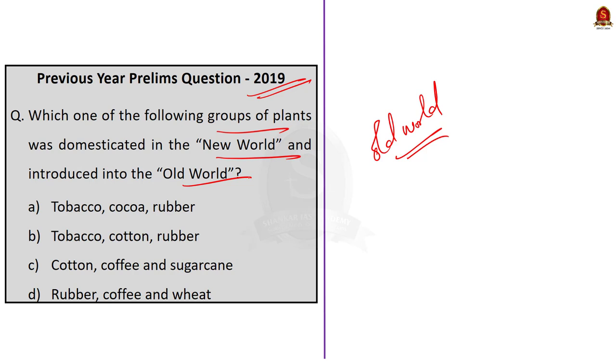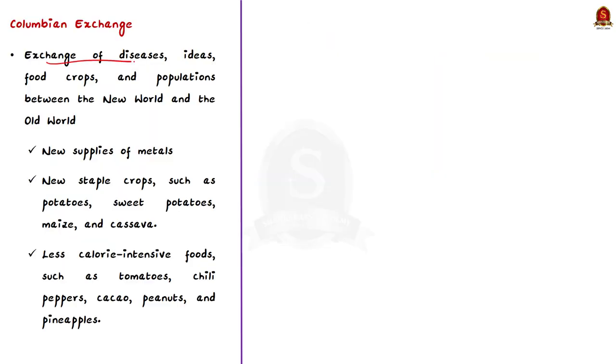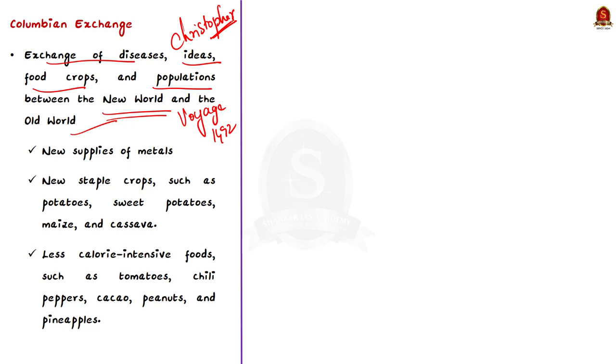So, here it is crucial that we know about the term Columbian exchange. Columbian exchange refers to the exchange of diseases, ideas, food crops and populations between the New World and the Old World following the voyage to the Americas by Christopher Columbus in the year 1492. The Eastern Hemisphere gained a lot from this Columbian exchange. Discoveries of new supplies of metals are perhaps the best known. But also, the Old World gained new staple crops such as potatoes, sweet potatoes, maize and cassava. And less calorie intensive foods such as tomatoes, chili peppers, peanuts and pineapples were also introduced. And they are now the culinary centerpieces in many Old World countries.